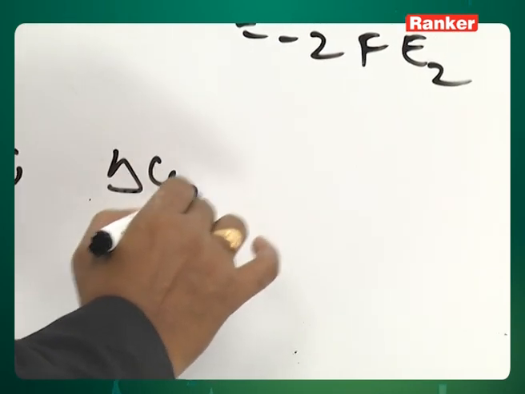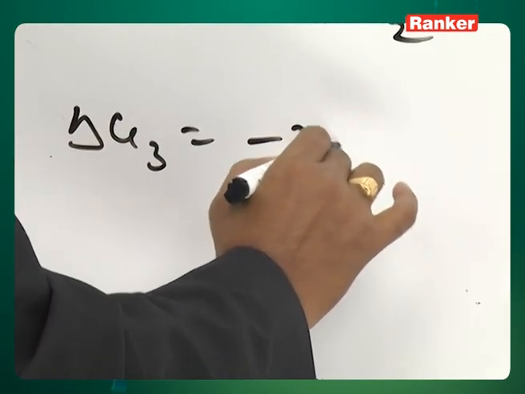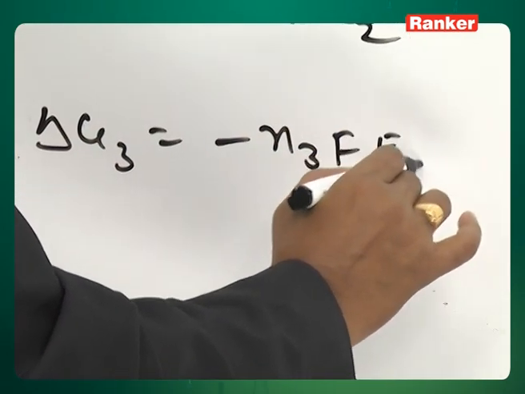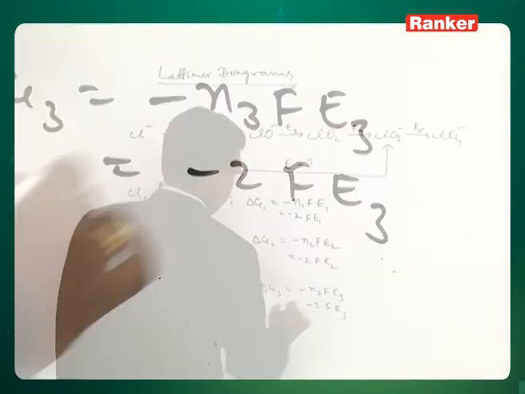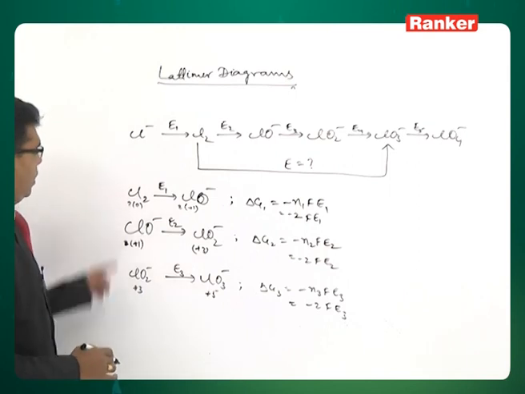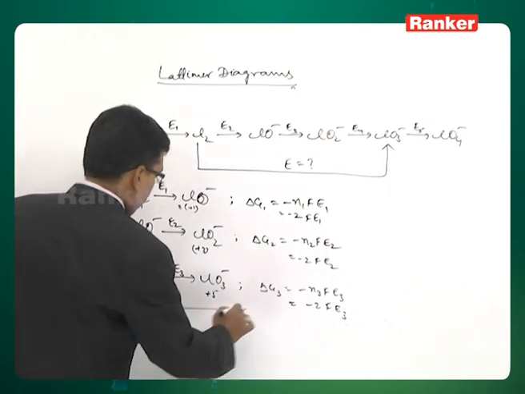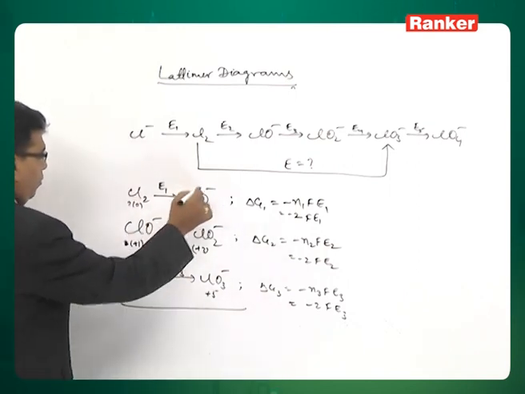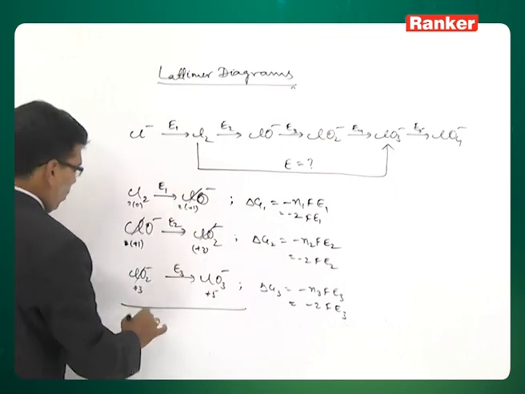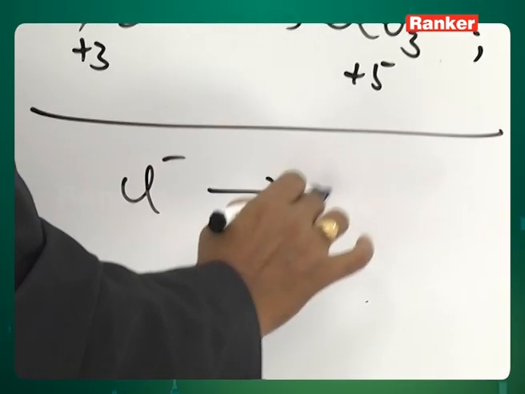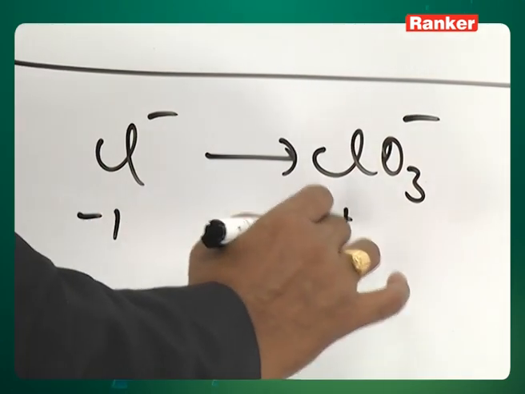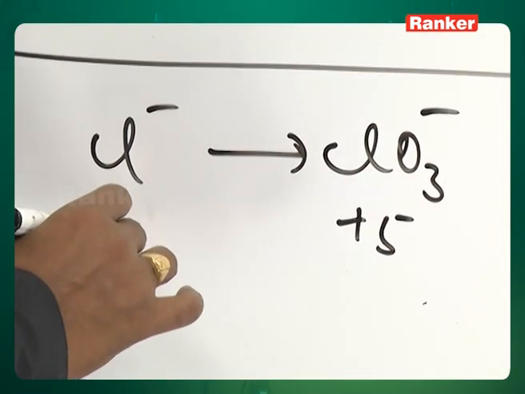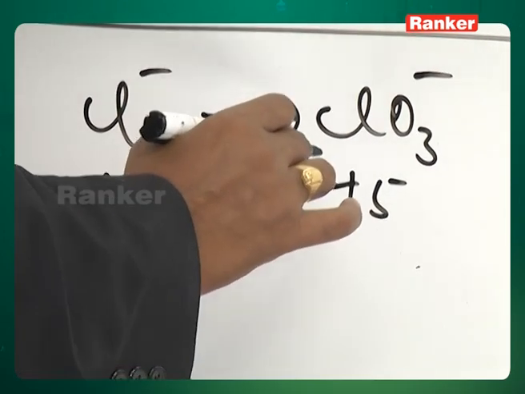Here delta G3 is equal to minus N3FE3, that is again minus 2FE3. Now, what we require is add all the 3, then what you will get is chloride to ClO3 minus. Here it is minus 1 and here it is plus 5, and here the N factor is 6.